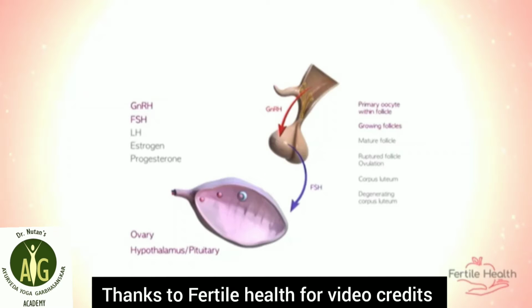So FSH starts to increase the growth of the follicles, and as the follicles grow and mature, they secrete a hormone called estrogen. Estrogen will feed back to the hypothalamus and pituitary and tell it to stop secreting GnRH and stop secreting FSH because it doesn't need it anymore. There's no need to keep secreting follicle-stimulating hormone when you already have a follicle made.